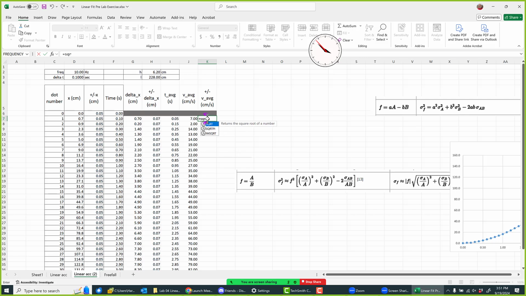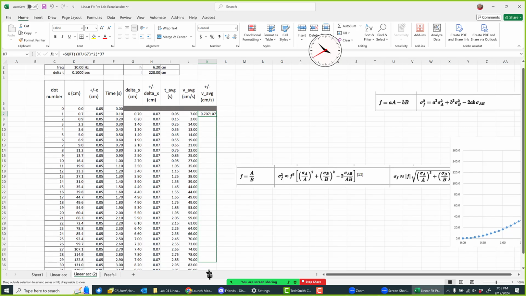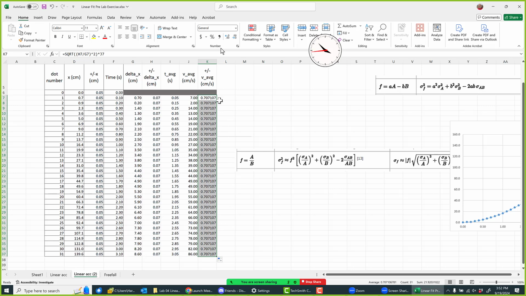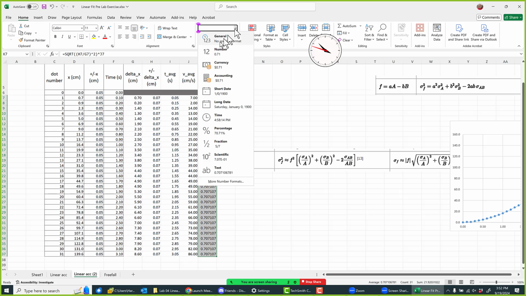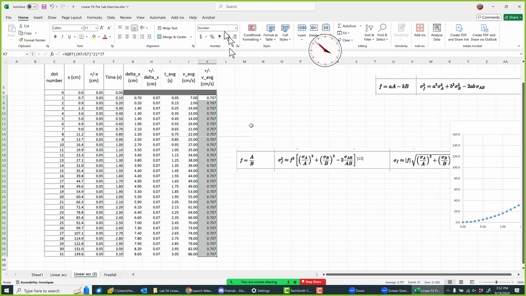Okay, so equals SQRT of delta X divided by delta X itself. And in fact, I have to add another parentheses in there, and then square it, and then close it. And then I have to also multiply by the value of V average to get the plus minus. Okay, so that's my plus minus on my V average, which is probably going to be the same for all of them. Yeah, okay, so take number and maybe we'll add an extra place.